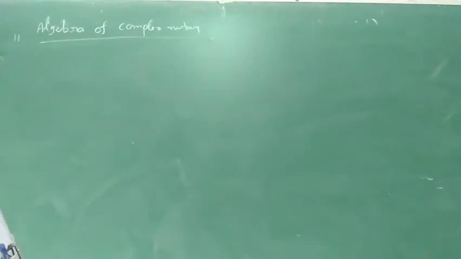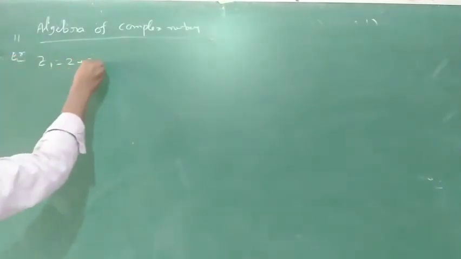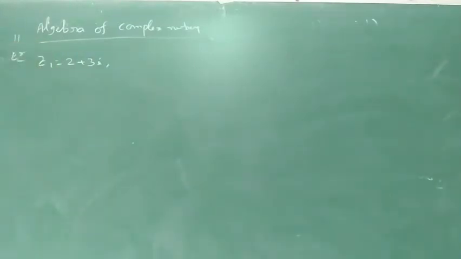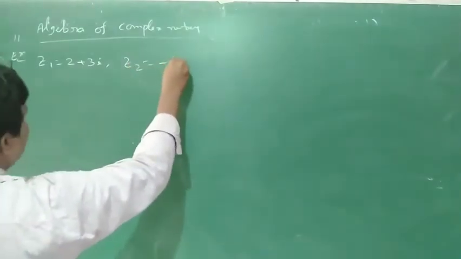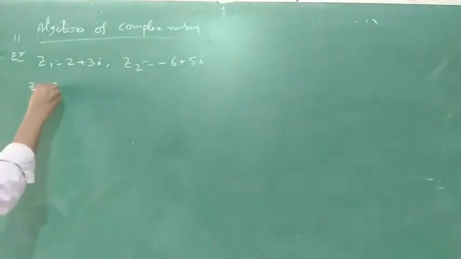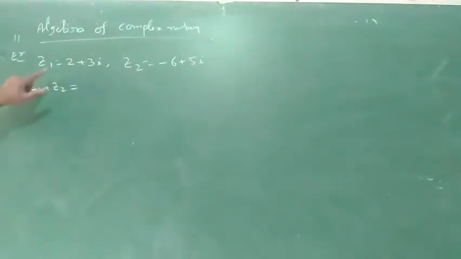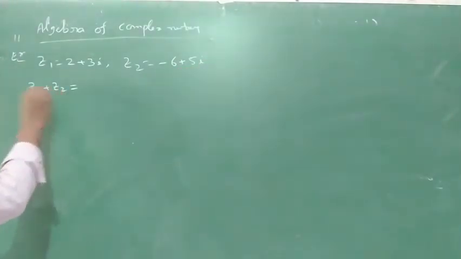Okay, some examples. Addition, subtraction. Z1 is equal to 2 plus 3i. Z2 is equal to minus 6 plus 5i. First of all, what is Z1 plus Z2? Z1 is equal to 2 plus 3i, Z2 is equal to minus 6 plus 5i. What is Z1 plus Z2?